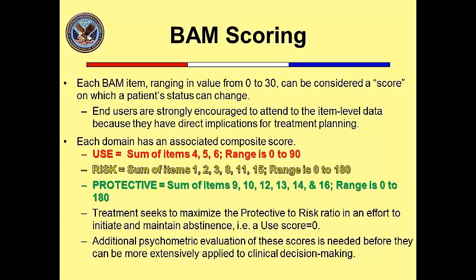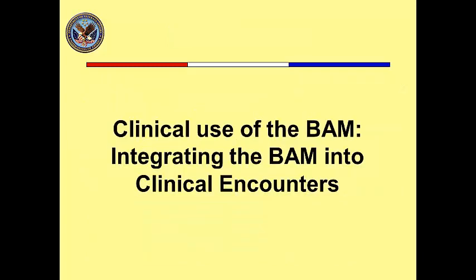Now, that said, we do not recommend that primary attention among end users be paid to the 3 factor scores: use, risk, and protective, but instead that the attention be paid to the items, because primarily they have the greatest implications for treatment planning, because they speak to specific symptoms and specific behaviors that the patient is engaging in that either raise or lower their risk or raise or lower their protective behaviors. But additional psychometric evaluation of those scores is indicated before they're used extensively in clinical decision making.